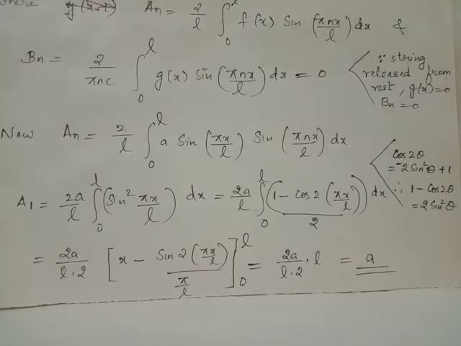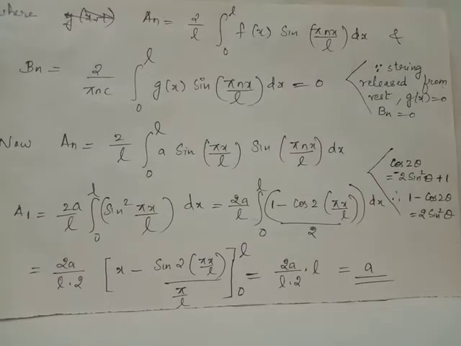a_n is given by the formula 2 by L times integral 0 to L f(x) sin(pi n x/L) dx, and b_n is given by the formula b_n equals 2 by (pi n c) multiplied by integral 0 to L g(x) sin(pi n x/L) dx. Since we have g(x) equals 0, we will have Fourier coefficient b_n equals 0. It is enough to evaluate values of a_n.